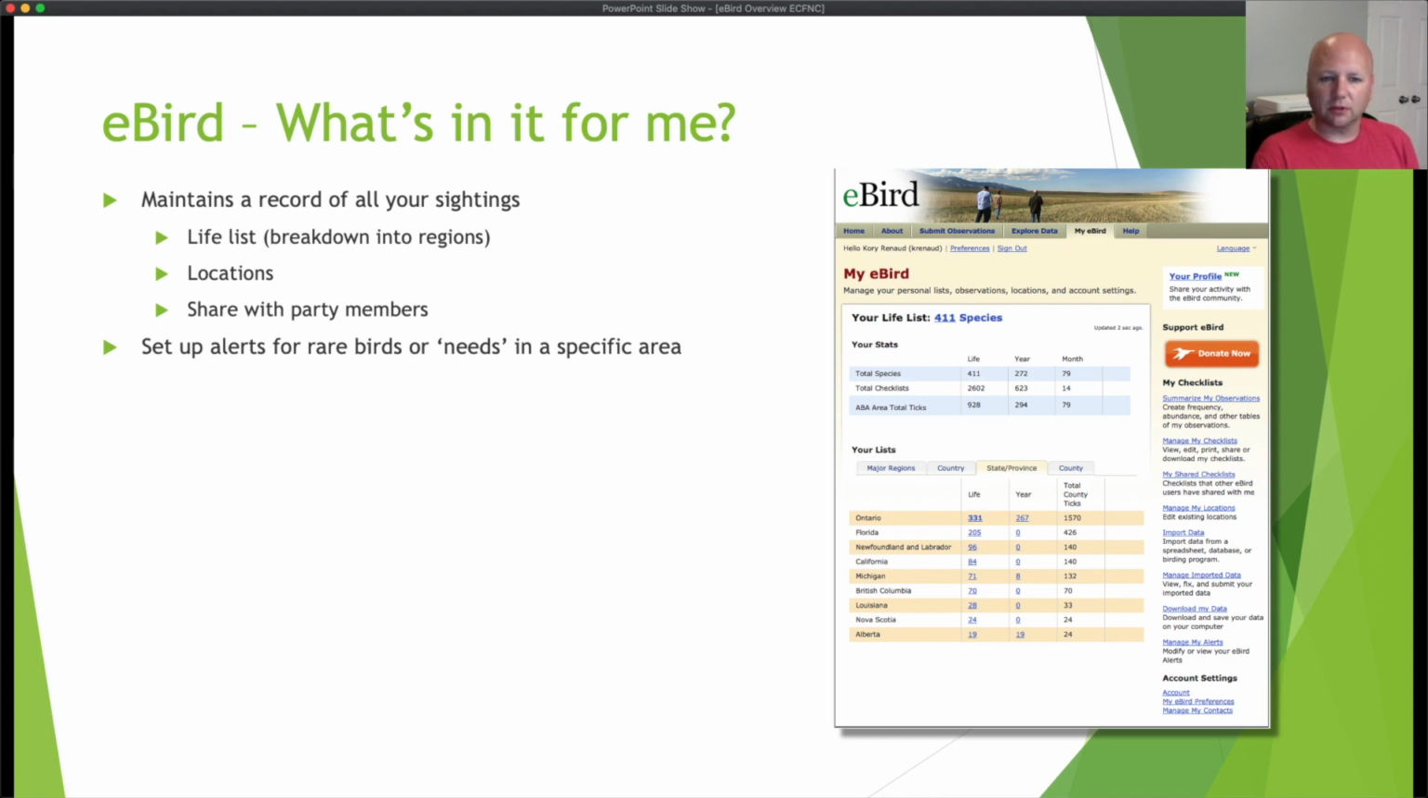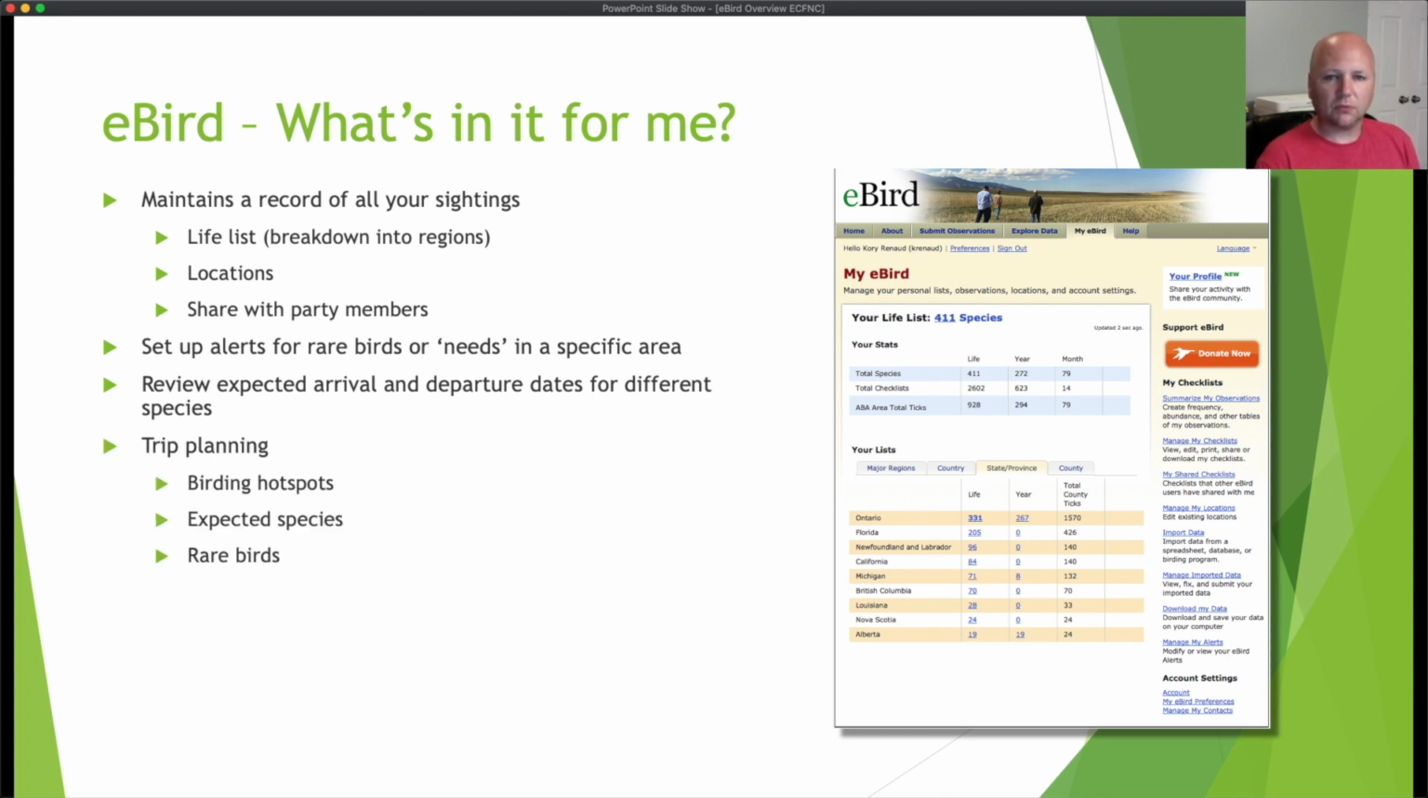You can set up alerts for rare birds or needs in a specific area. If you're interested in keeping an eye out for something rare that might show up in the area, you can get alerted whenever somebody submits a report with that data. Or if you have specific needs in an area, say somebody sees something that you're interested in seeing, you can get alerted if you hadn't seen that bird yet. You can also use the data to review expected arrival and departure times for the different bird species you're interested in. It's great for trip planning.